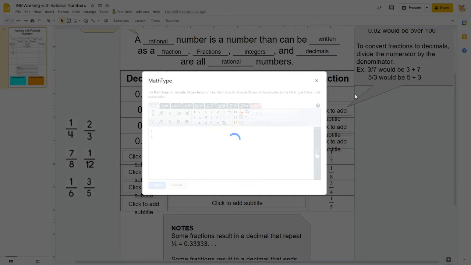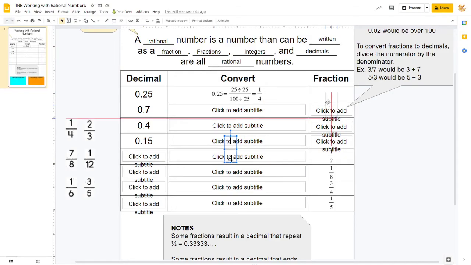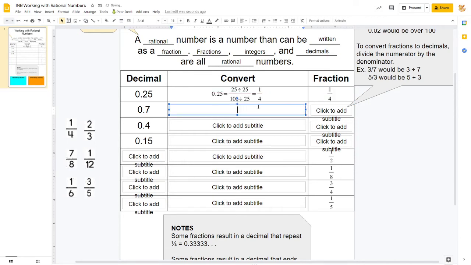It does take a while sometimes. Come on. And then after I'm done resizing it and putting it there, I'm going to move on to the next one. I'm going to show another example of decimals to fractions.